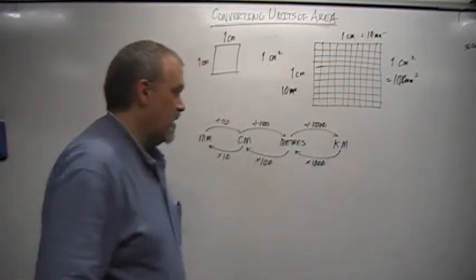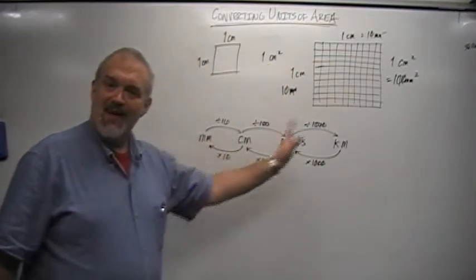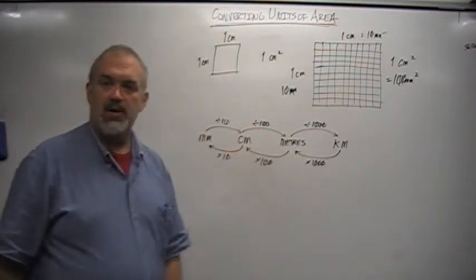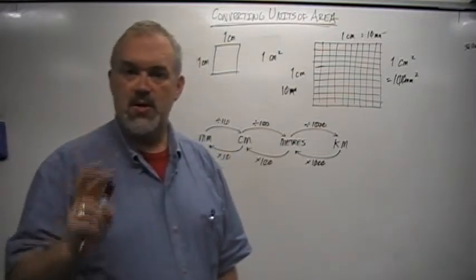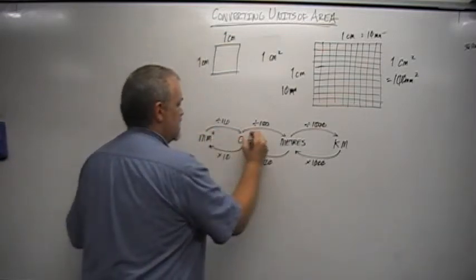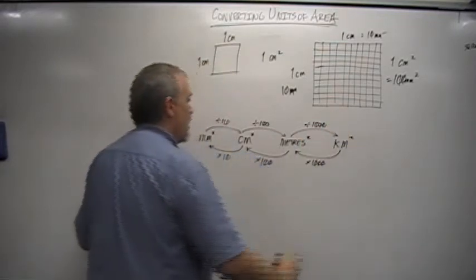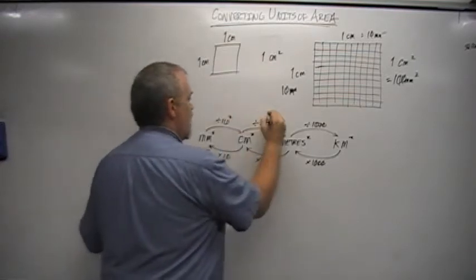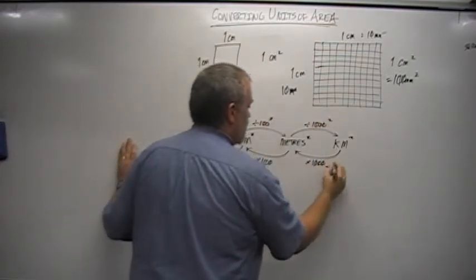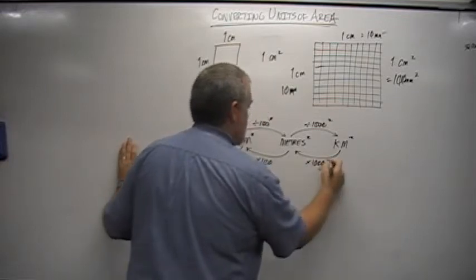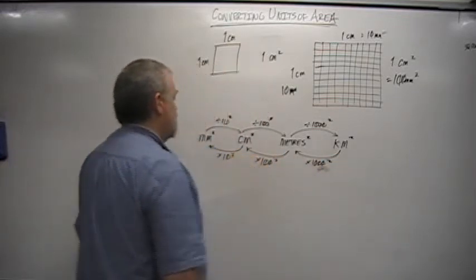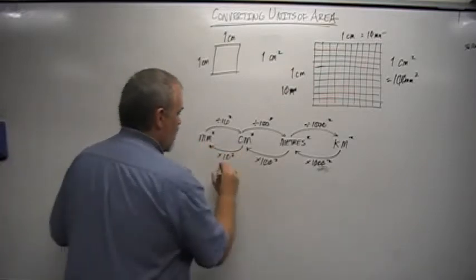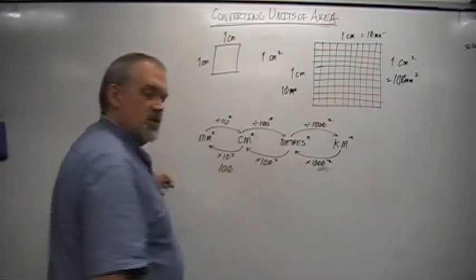The way to think about it is that instead of dealing with millimeters, centimeters, meters, and kilometers, we're dealing with those units squared: millimeters squared, centimeters squared, meters squared, kilometers squared. And so we also square these conversion numbers: 10 squared, 100 squared, 1,000 squared. So when we convert from centimeters to millimeters, we multiply by 10 squared, which is 100.